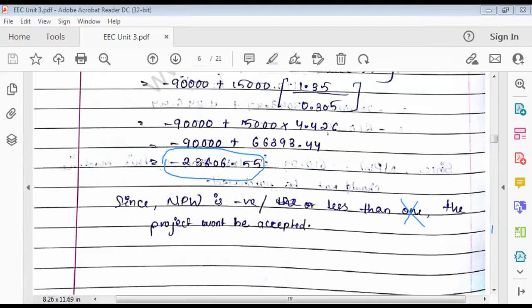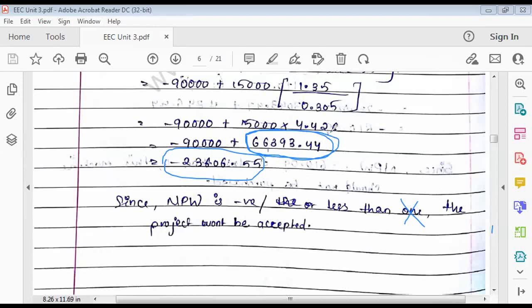Why did your NPW become negative? Because what is this? You need to understand this one. And where did you get it from? You get it by multiplying that formula with 15,000, that equal return of 15,000 each year. When you multiplied that with the shortcut formula, you got this value, 66,393.